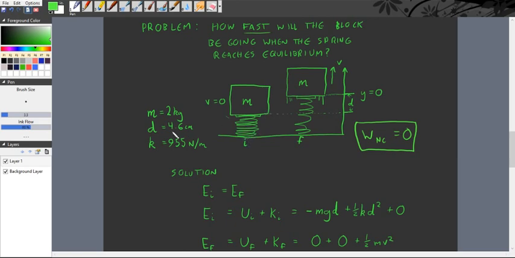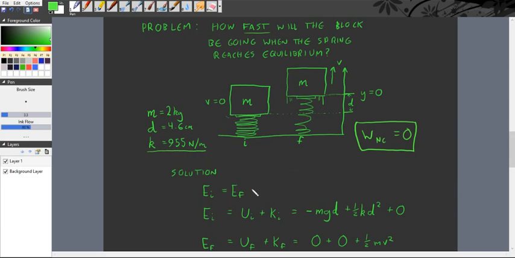All right, we've got some numbers here. The mass of the block is 2 kilograms. The displacement of the spring from its equilibrium position is 4.6 centimeters. And the k constant for the spring is 955 newtons per meter. Remember, the k is a stiffness measurement for the spring. If this number is higher, you have a stiffer spring which can store more energy.